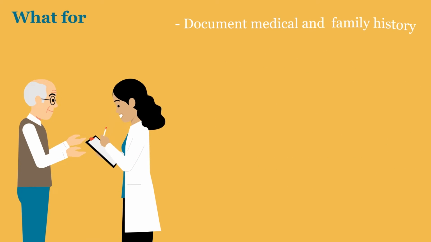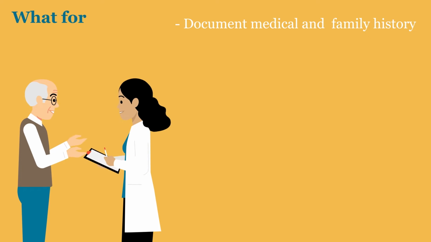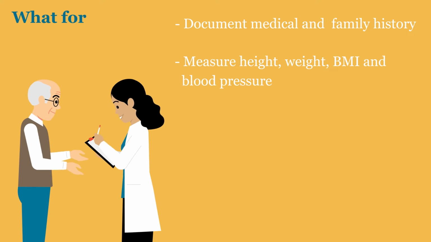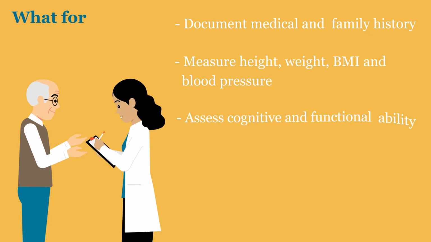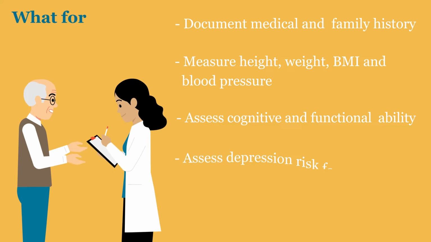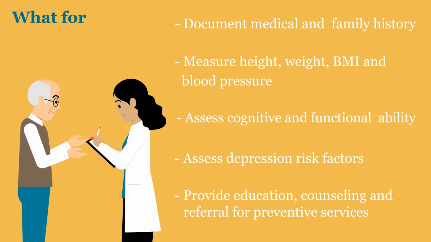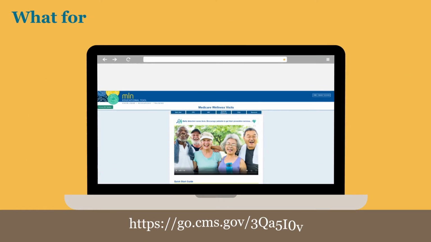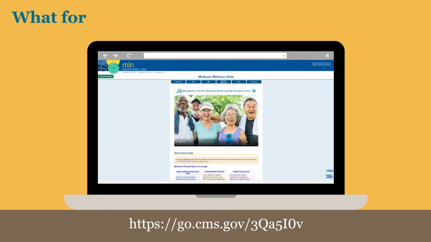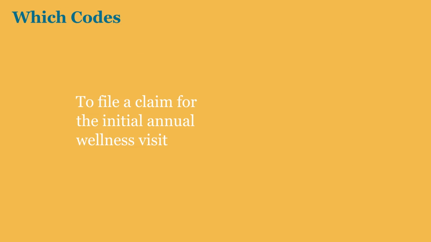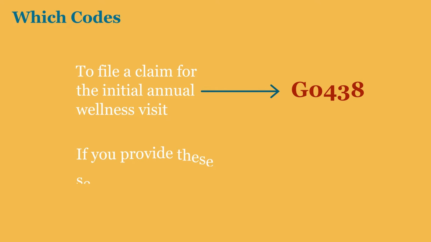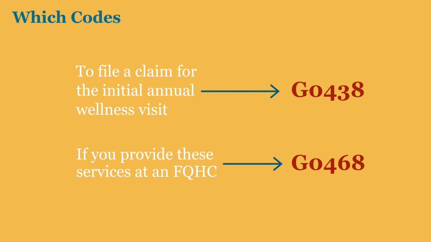You should also document the patient's medical and family history, measure height, weight, BMI, and blood pressure, assess cognitive and functional ability and depression risk factors, and provide education, counseling, and referral for preventive services. For a full list of Initial Annual Wellness Visit components, visit CMS's website. To file a claim for the Initial Annual Wellness Visit, use code G0438. If you provide these services at an FQHC, use code G0468.